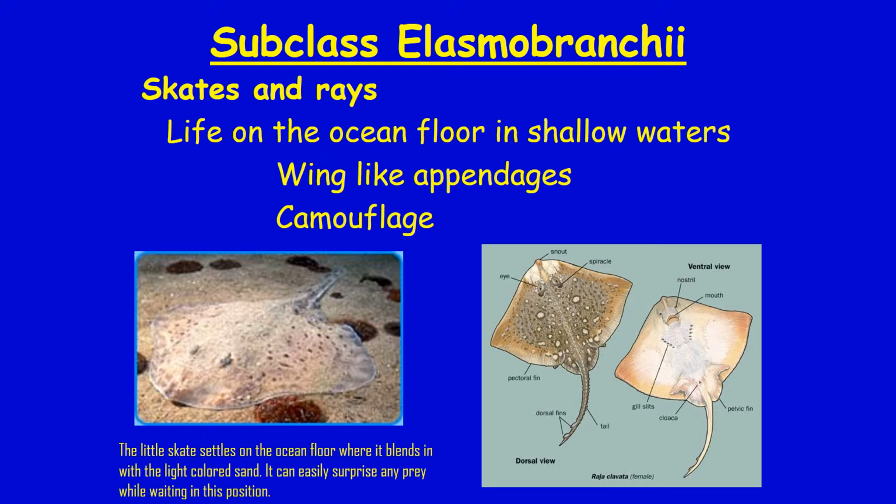Okay, skates and rays, they live on the ocean floor, typically in shallow water, and they have wing-like appendages that help them swim, and they have very good camouflage that helps them blend into the ocean sand. But they are carnivores, so they do eat other little fish and crustaceans, and you can see in the right-hand picture, if you were to flip them over, how their anatomy looks. They have the gills underneath their mouth, they have nostrils, they have a cloaca, which is where their wastes exit, and then their tail. And the tail does have spines on it so that they can use it for defense or capturing prey.